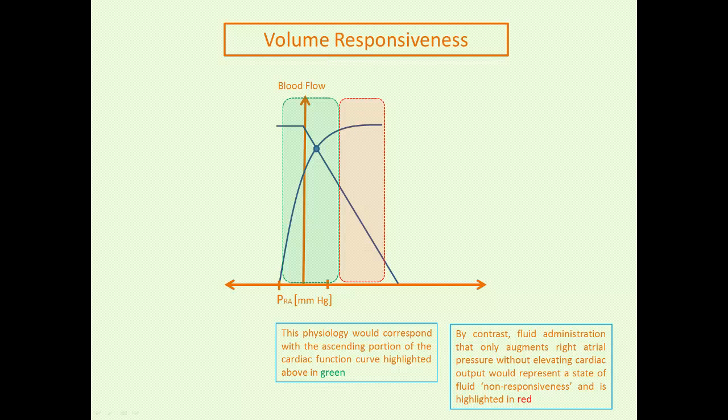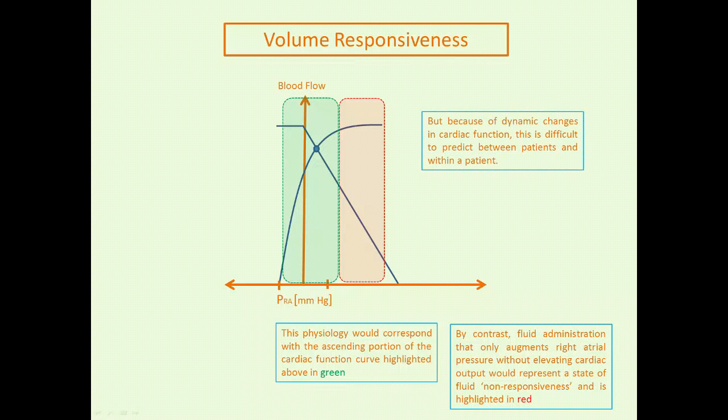But this is still very difficult to predict in any one patient based on any one right atrial pressure, because this curve shifts, and it's different between patients, and it's different within one patient over a given disease state. This cardiac function curve will swap. So if for whatever reason the cardiac response curve shifts down and to the right, well, now you've changed their volume responsive window. So they're much more likely to be a volume non-responder rather than a volume responder. And it's difficult to predict where this curve is in any one given patient.